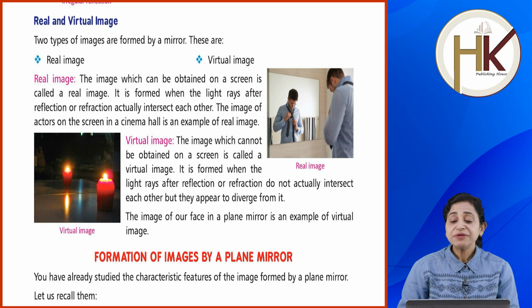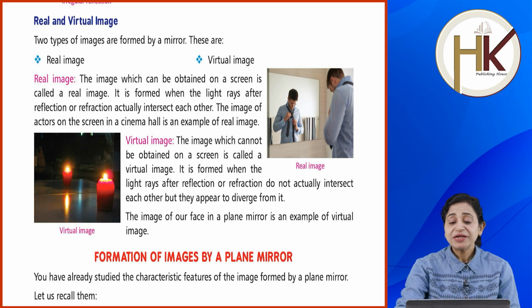Virtual image: the image which cannot be obtained on a screen is called a virtual image. It is formed when the light rays after reflection or refraction do not actually intersect each other, but they appear to diverge from it. The image of our face in a plane mirror is an example of a virtual image.